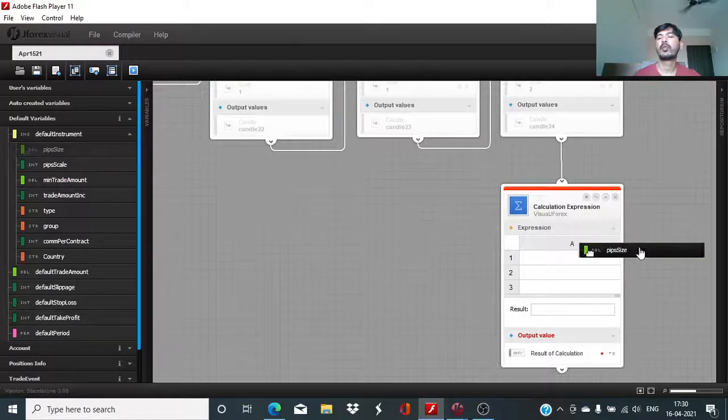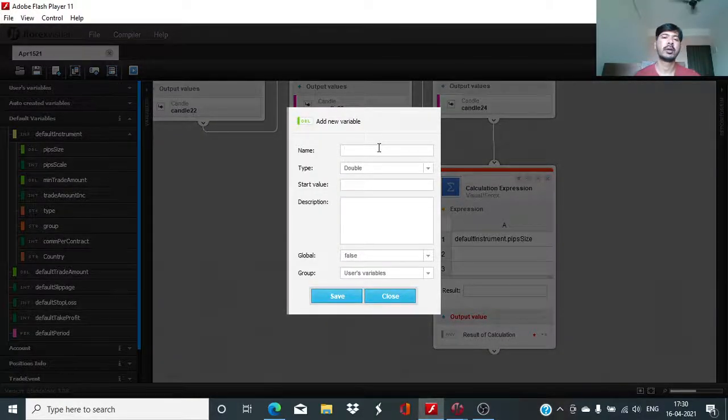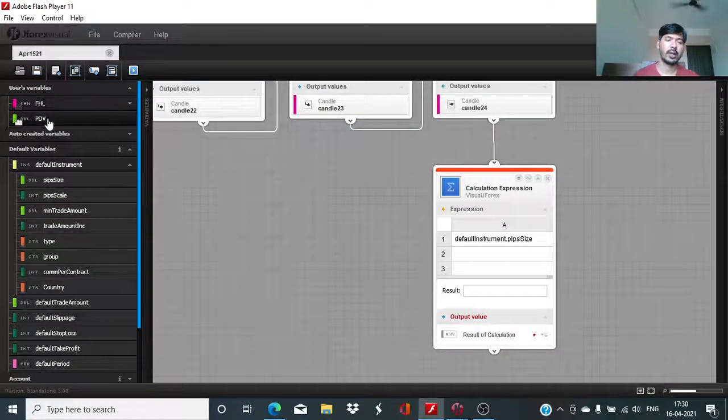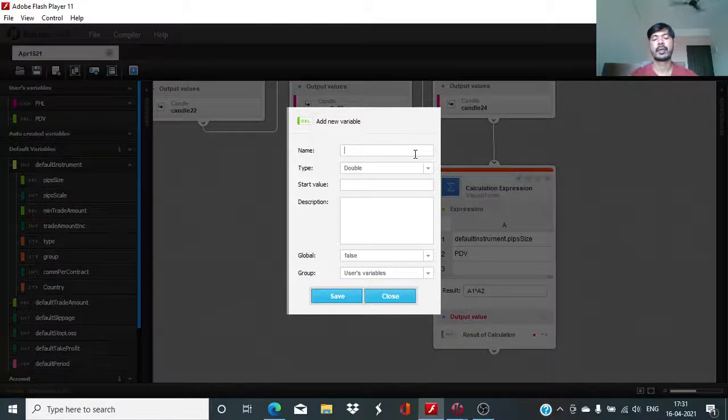And for defining the 20 pips, first thing we have to do is take pip size. So we have now got the pip size for the default instrument, in this case Euro USD, and then I will create a new variable, pip difference value, which is going to be 20, and then the job is fairly simple. All you have to do is A1 multiply it by A2, and here you have your value of 20 pips minimum pip difference.